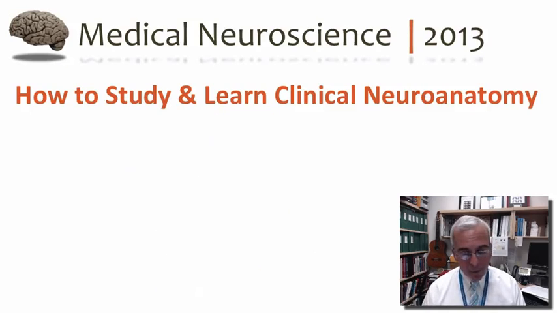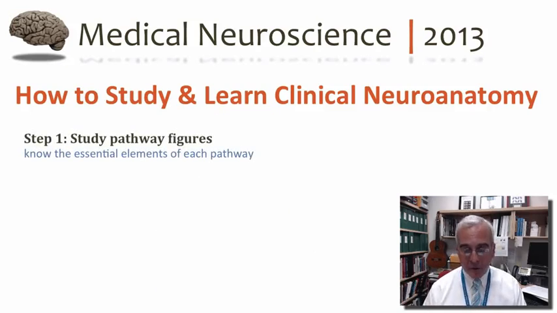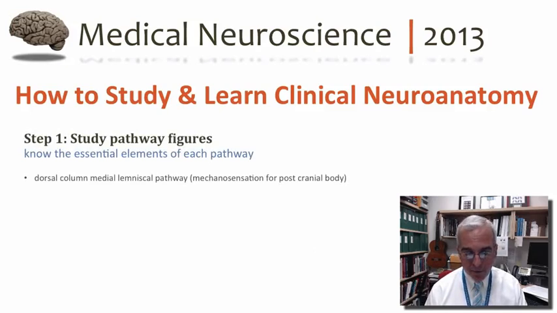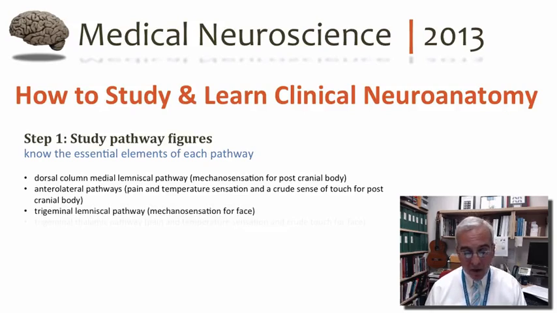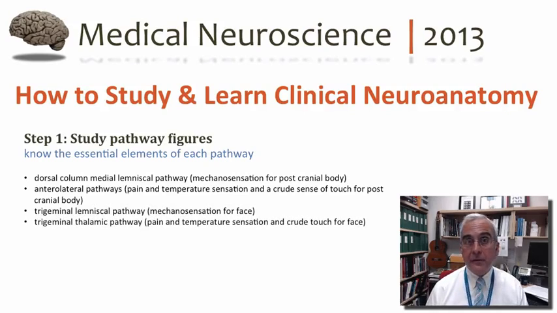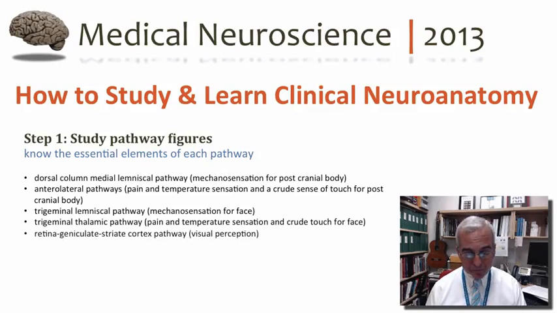So step number one, study the pathway. Know the essential elements of each pathway, and here's basically a list of the pathways that I want you to be able to represent in your knowledge and in your drawings. I want you to be able to accurately depict the dorsal column medial lemniscal pathway, as well as the anterolateral pathways that subserve mechanosensation and pain and temperature sensation for the postcranial body. I'd love for you to be able to do the same for the face via our trigeminal system.